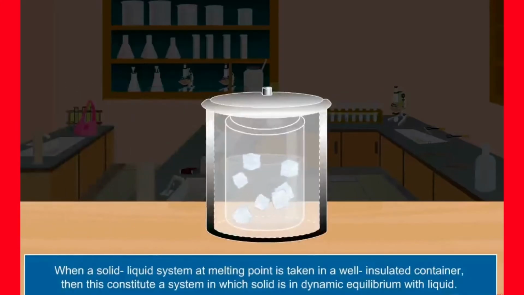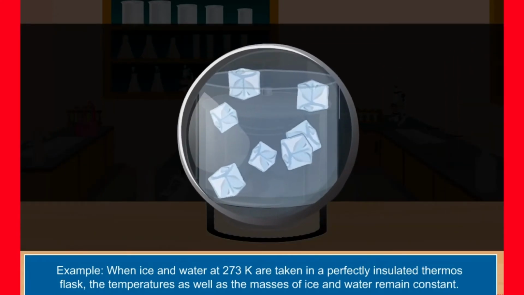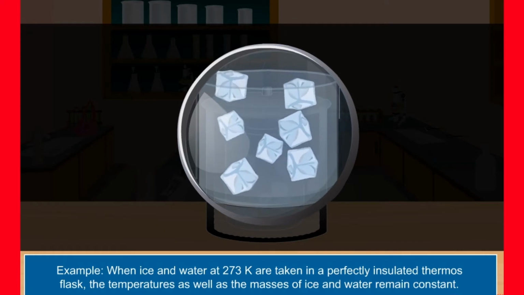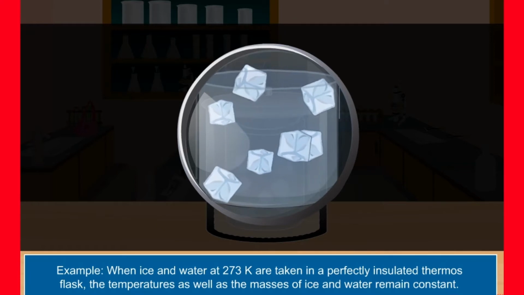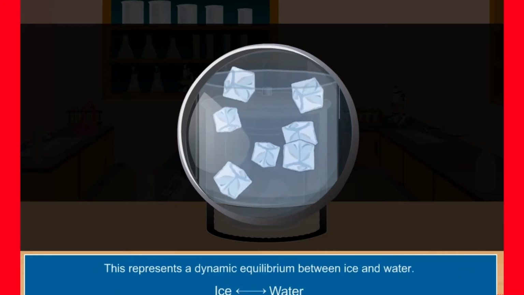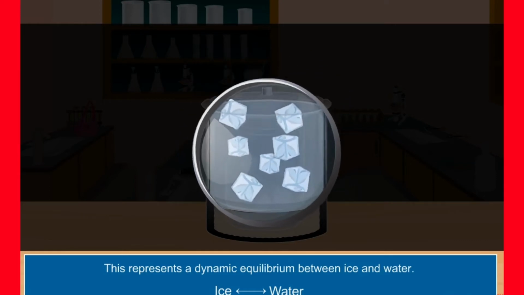Solid-liquid equilibrium. When a solid-liquid system at melting point is taken in a well-insulated container, then this constitutes a system in which solid is in dynamic equilibrium with liquid. For example, when ice and water at 273 Kelvin are taken in a perfectly insulated thermos flask, the temperatures as well as the masses of ice and water remain constant. This represents a dynamic equilibrium between ice and water.